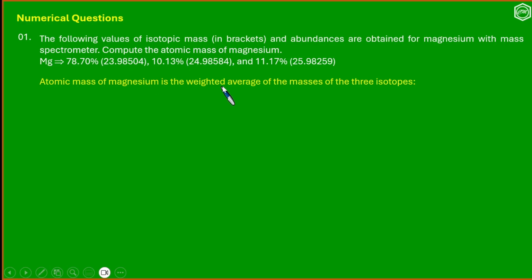Atomic mass of magnesium is the weighted average of the masses of these 3 isotopes. That is 78.7%. If we take 100 gram, it will contain 78.7 gram of this isotope. So it is 78.70 by 100 into 23.98504. That is the atomic mass.